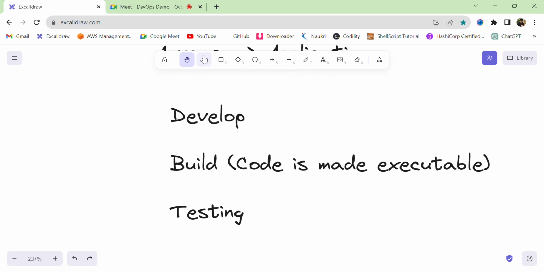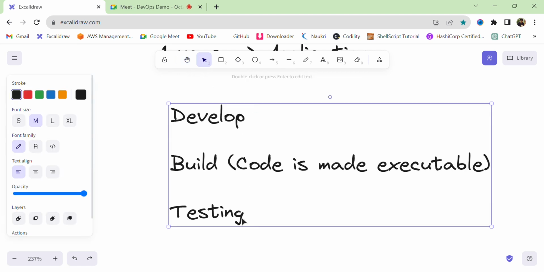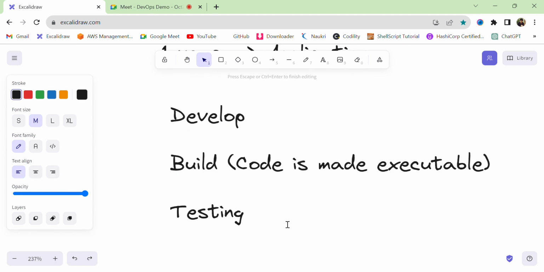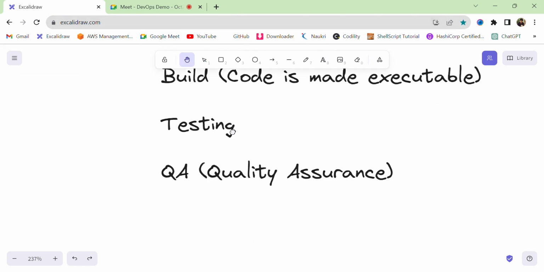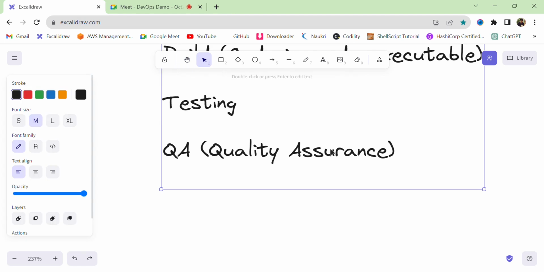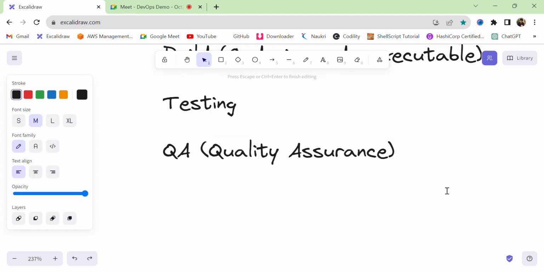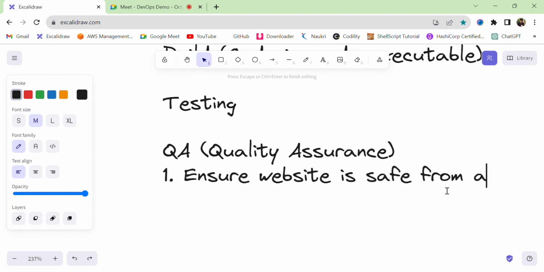The moment this code is completely ready, after the testing is completely done, it will be sent to the QA team. QA means quality assurance. The code is sent to the quality team. The quality team has two roles. First is to test whether the website is safe from hackers. So their first role is to ensure that the website is safe from hackers.